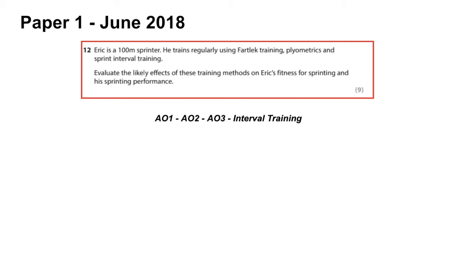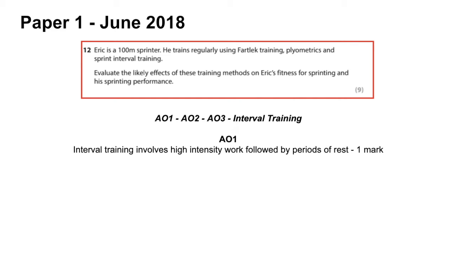Okay, so now you can check your answers. So this is a sample mark scheme, so it doesn't have to be word for word for what I've written, but what I'd like you to do is see if we can come up with different things. Now, AO1 for interval training, if you've written something along the lines that interval training involves high intensity work followed by periods of rest, we're going to get 1 mark because we're saying what interval training is.